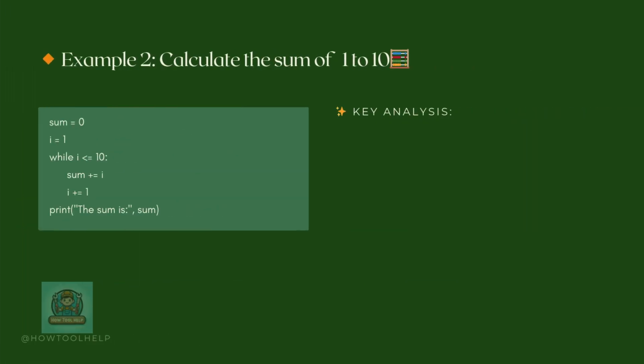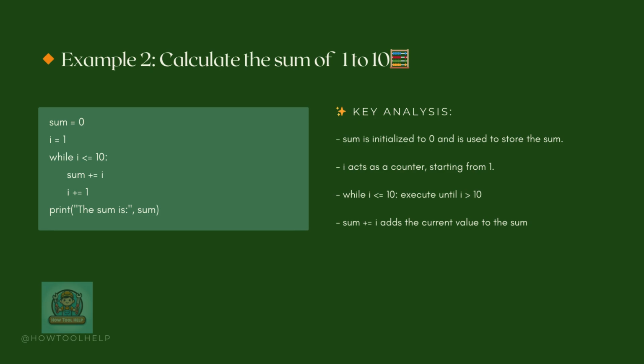Example 2. Calculating the sum of numbers from 1 to 10. Breakdown. sum is initialized to 0 to store the total. i acts as a counter, starting from 1. The loop runs until i is greater than 10. The current value of i is added to the sum. i is incremented by 1. After the loop ends, the calculated sum is printed.